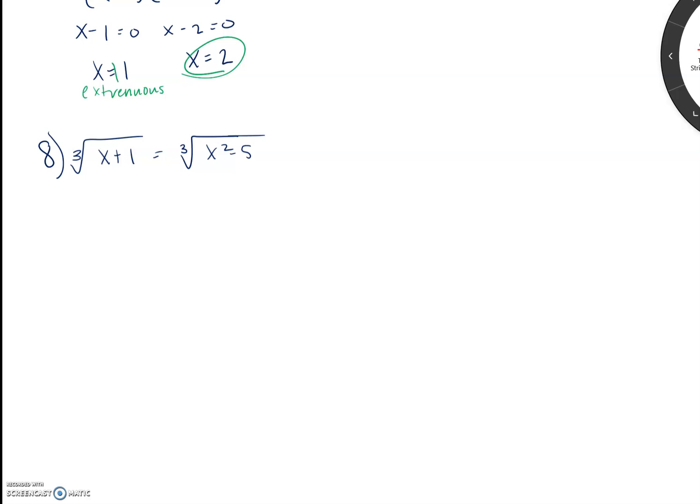All right, so again, if we want to get that x by itself, the opposite of a cube root is cubing. So if I cube the left, I have to cube the right, and it just so happens that both sides kind of cancel out. So we have x plus 1 equals x squared minus 5. Because of that squared term, it is a quadratic.